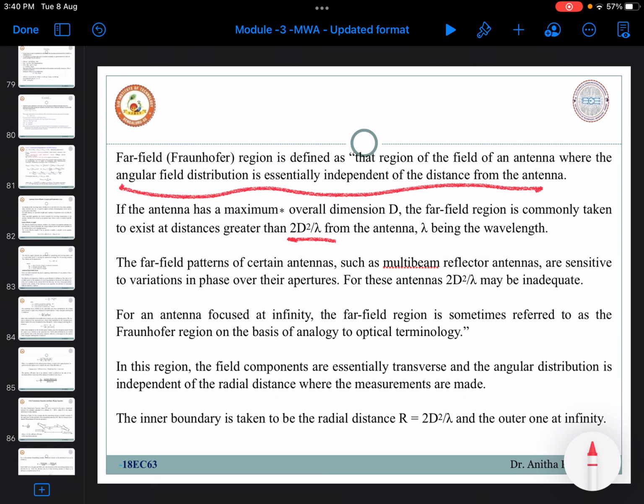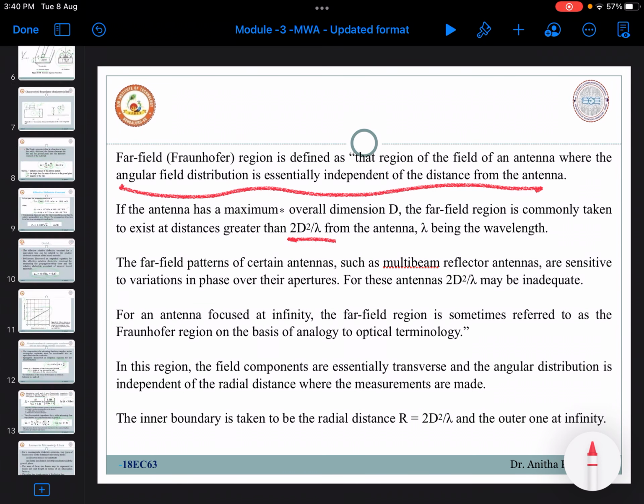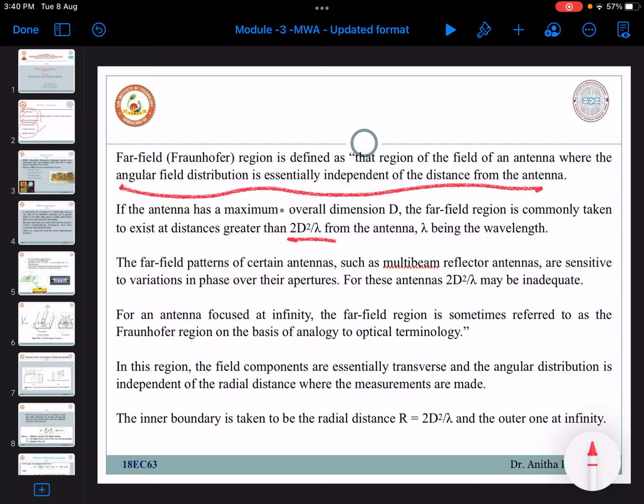So with this, we have completed all the parameter definitions of an antenna in module 3.